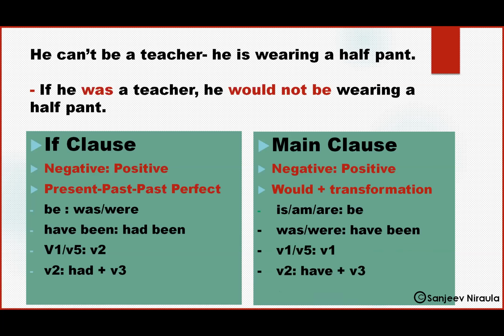See this very example. He can't be a teacher, he's wearing a half pant. The answer is: if he was a teacher, because can't be is negative in the question, so we make it positive. There is be, and we convert be into was or were. And similarly, he is wearing a half pant. That is positive. In the answer, we write negative, would not be. Why be? Because we convert is into be.